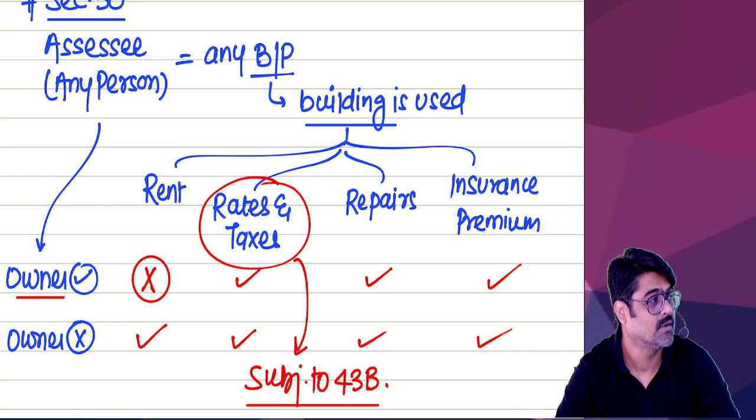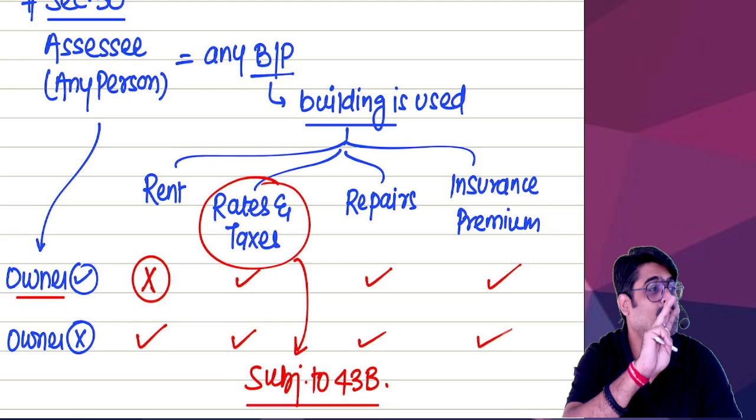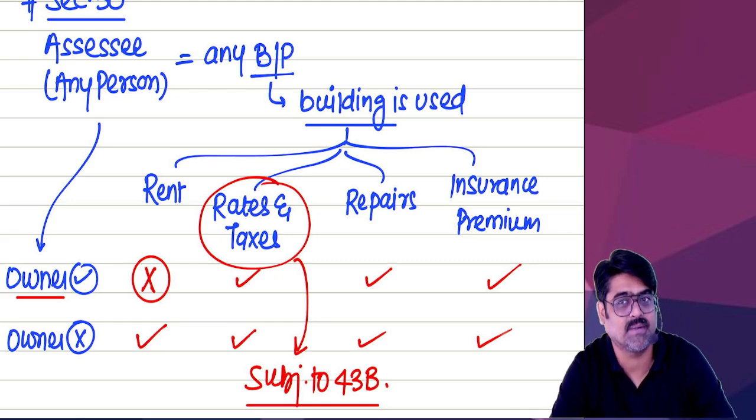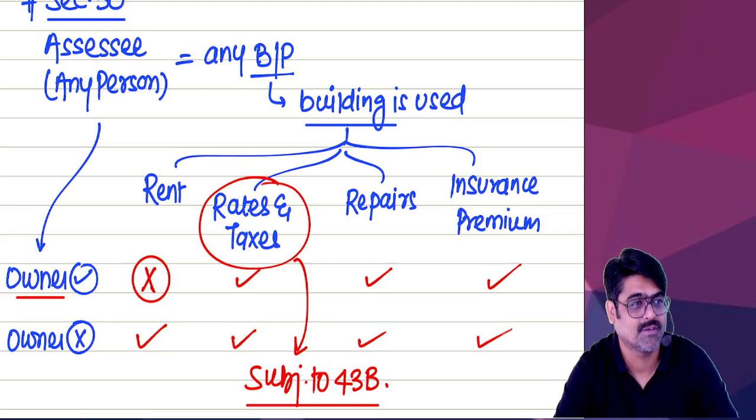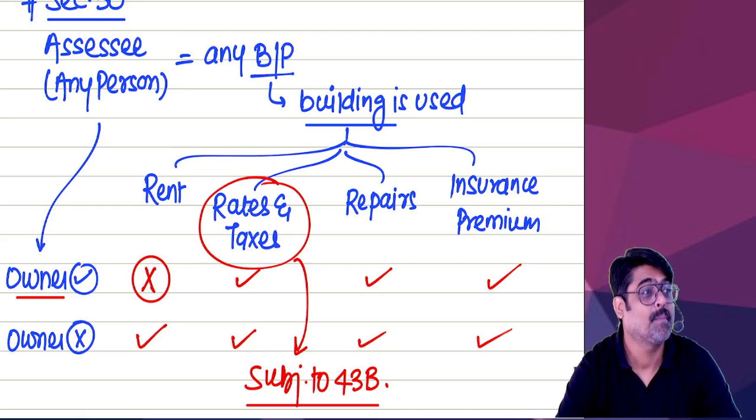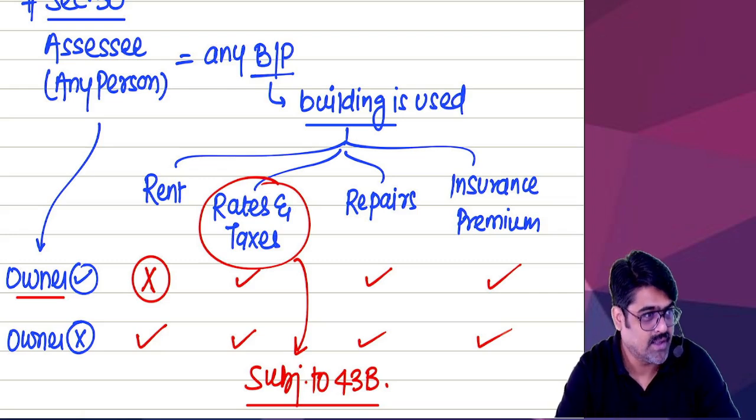So now, one section will come in the third part of the chapter. What is the third part of the chapter? Disallowances. In the disallowances, one section is there, 43B, which says that certain expenses of your business will be allowed only on payment basis. What basis? So 43B has certain expenses.